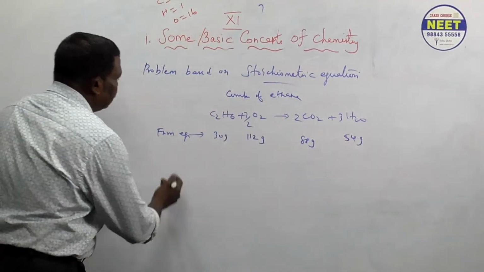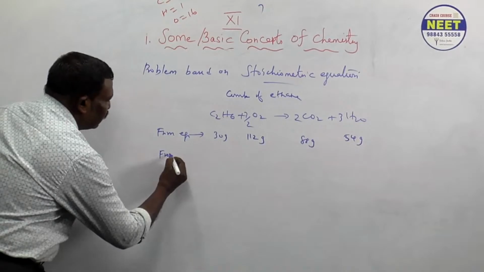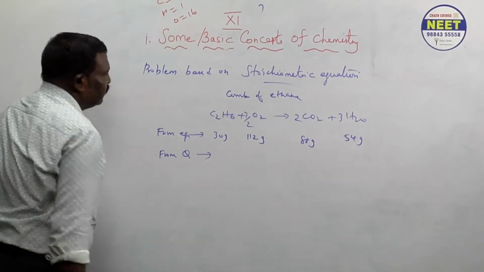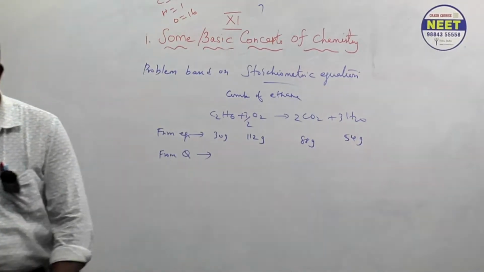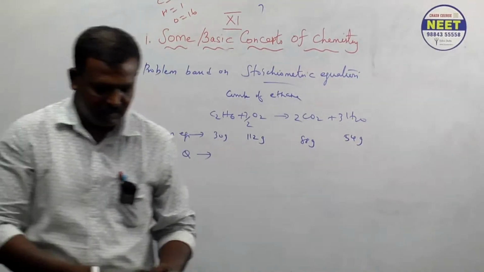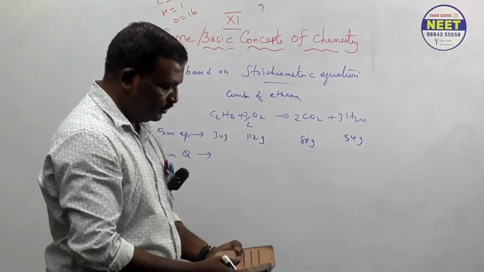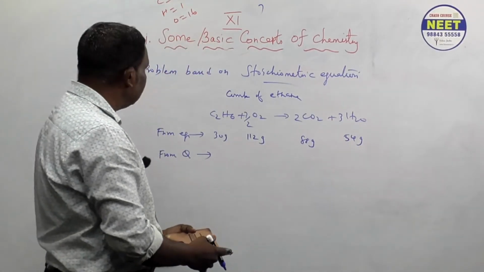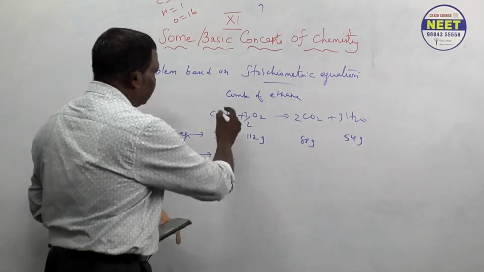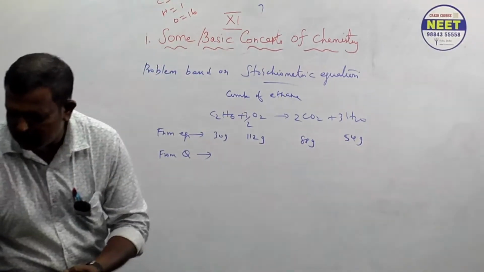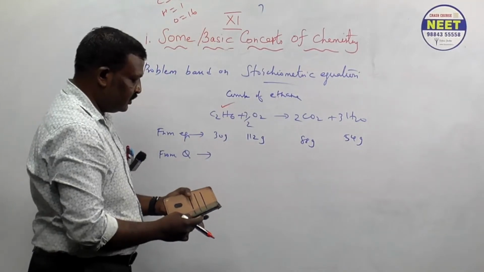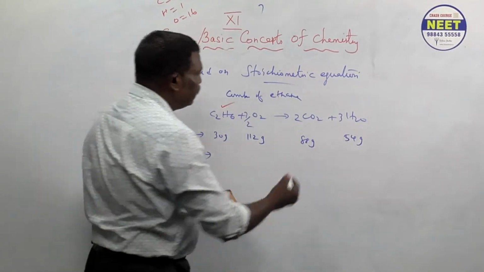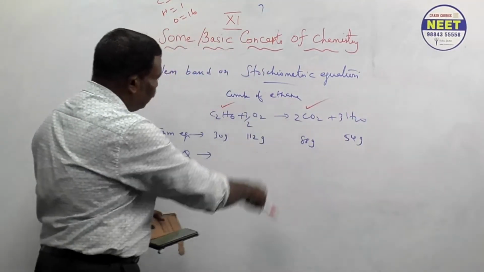Okay. Then come to the question. What's the question they are asking? How many moles of ethane? You put a tick mark. How many moles of ethane required to produce 44 gram of CO2. These two patterns we have to compare.